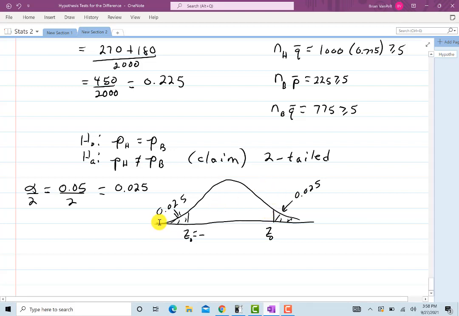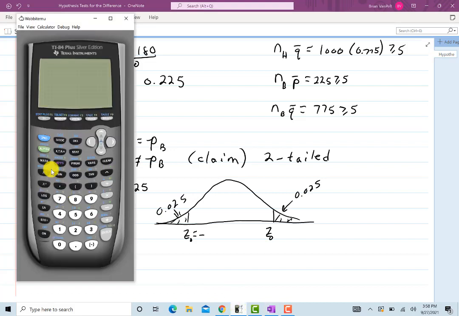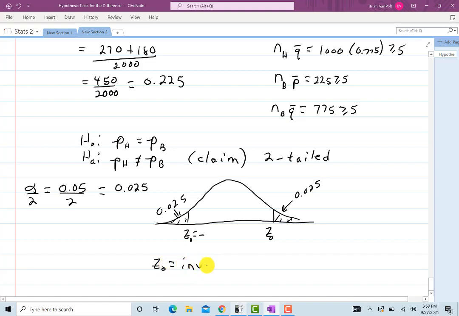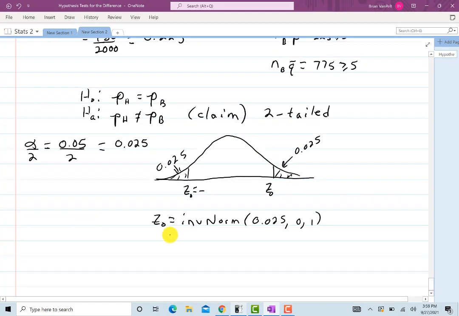Let's see what the calculator does for us. Since I want a Z naught, I'm going to do an inverse norm of 0.025. So let's go on. Second, distribute. Since I want a Z value, I want to use inverse norm, so I want number 3. So the area, I'm going to specify this 0.025. And then I'll go ahead and enter my way out of there. I get negative 1.96 to 2 decimal places. So let me write that down. Z naught, and all we did was put the area 0.025 comma 0, 1, and this gives you the left value. We get approximately negative 1.96.